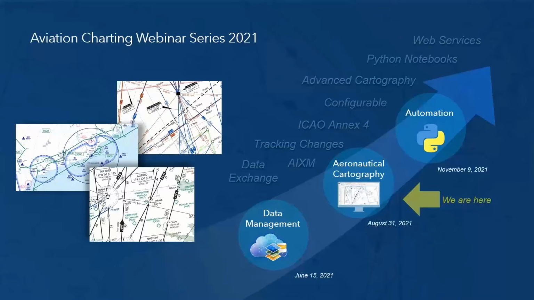This webinar is part of a charting webinar series. In June, we covered data management, which is about setting up the data environment, how we were able to import AIXM data into the system that would ultimately enable chart production. So that's where we're picking it up today. We're going to focus on the aeronautical cartography part and how we can take a template, connect that template to a database, and begin configuring and adapting that template.